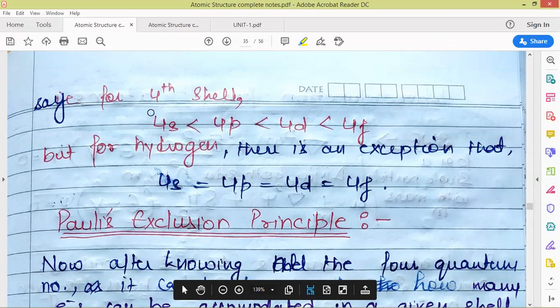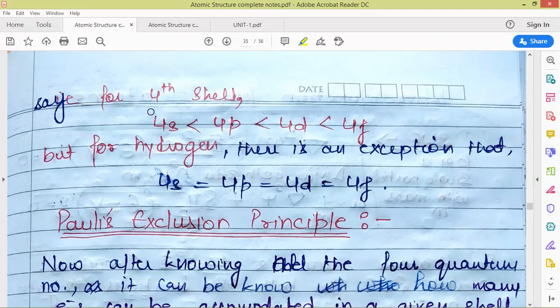Say we are talking about the fourth shell. For the fourth shell, the values of l can be 0 to n minus 1. That means l can have the value 3, and 3 means f. So it will have 4s, 4p, 4d and 4f.